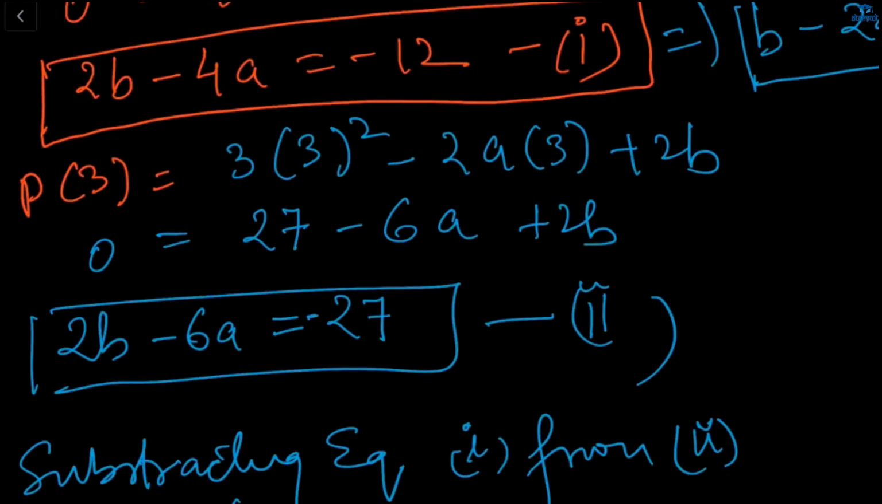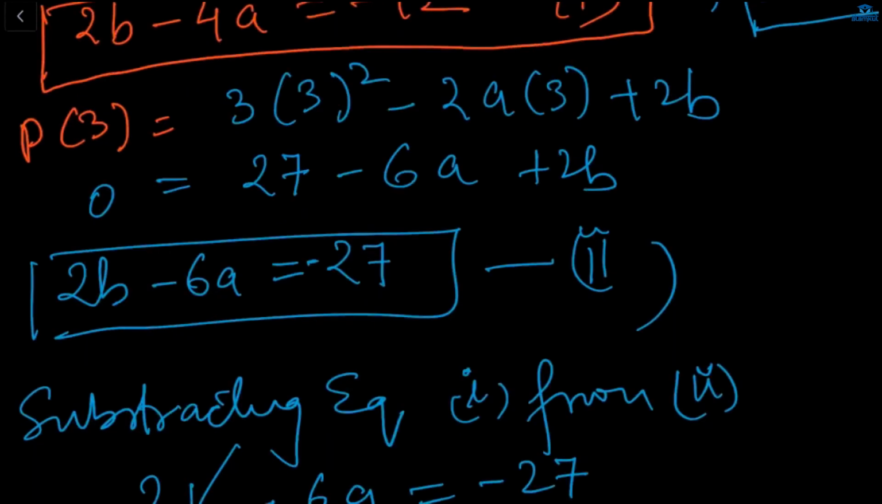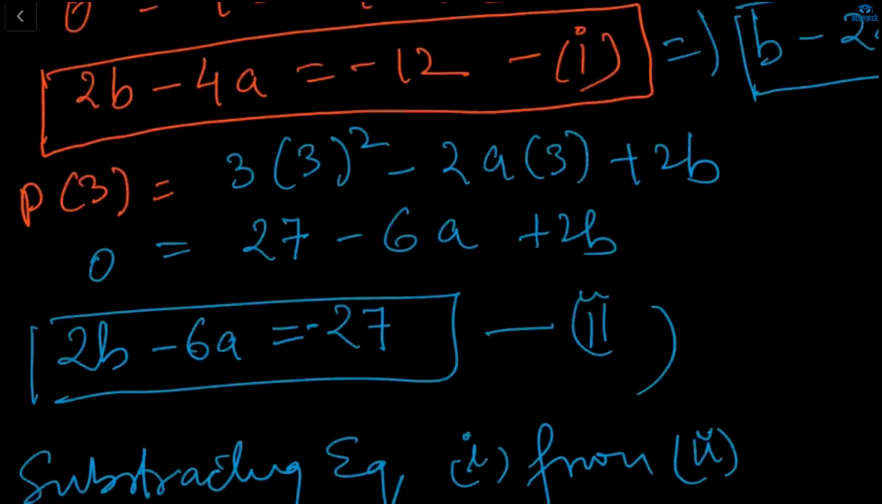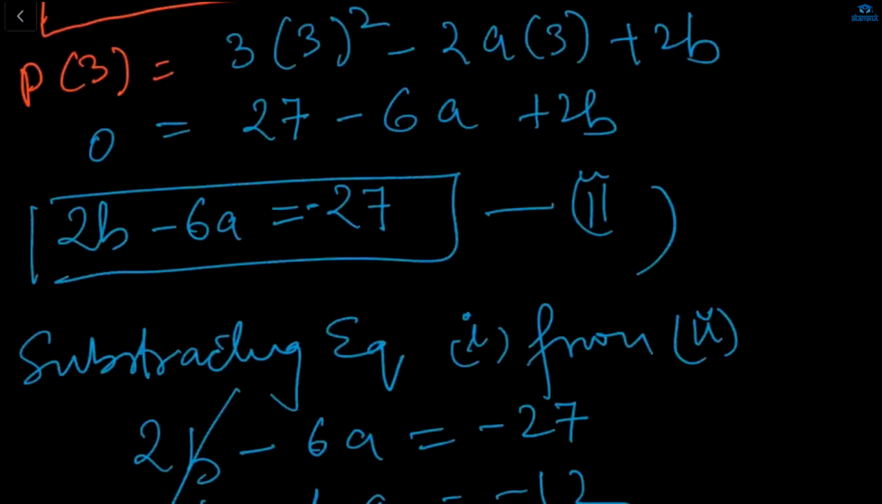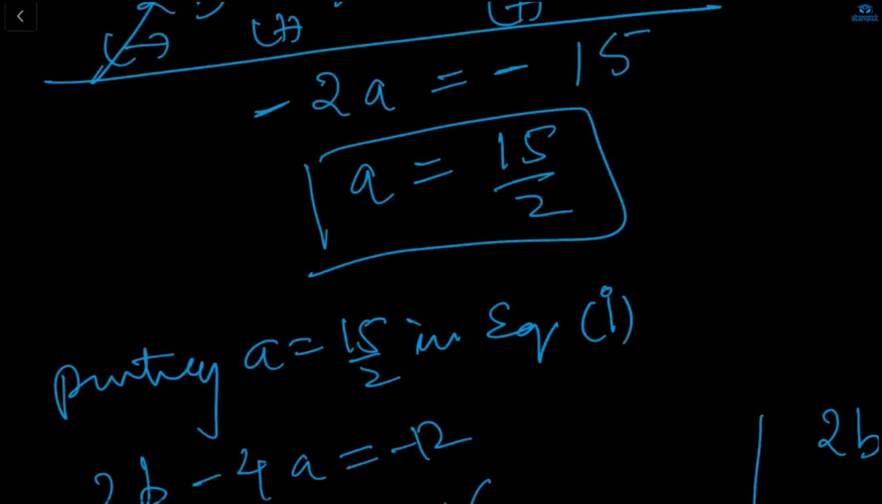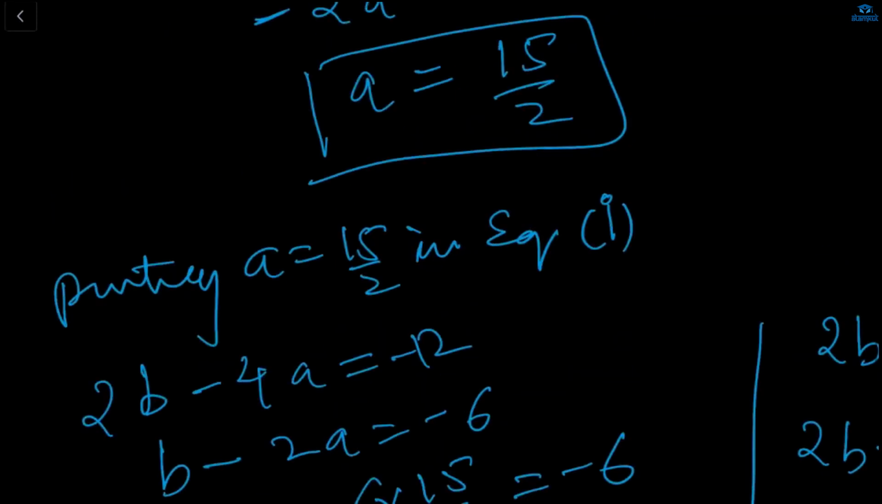Since we have to find the values of a and b, and these two equations are linear equations in two variables of the form ax plus by plus c is equal to 0, we can apply any method: elimination method, substitution method, or cross multiplication method. I have used the elimination method and solved it, and we have got the value of a as 15/2 and b as 9.